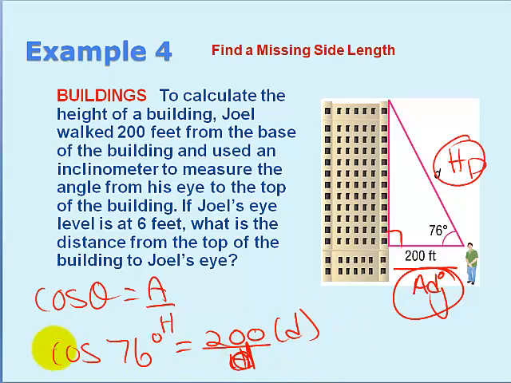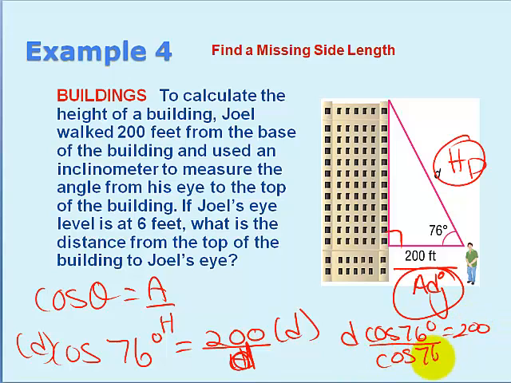I'm going to multiply both sides by D. I get D cosine of 76 is equal to 200. And then divide both sides by cosine 76. Then I'm just going to go to my calculator and plug in 200 divided by, hit the cosine button, 76. And the calculator will tell you an answer of approximately 826.7. Now make sure your calculator is in degrees, or else you will not get that answer.